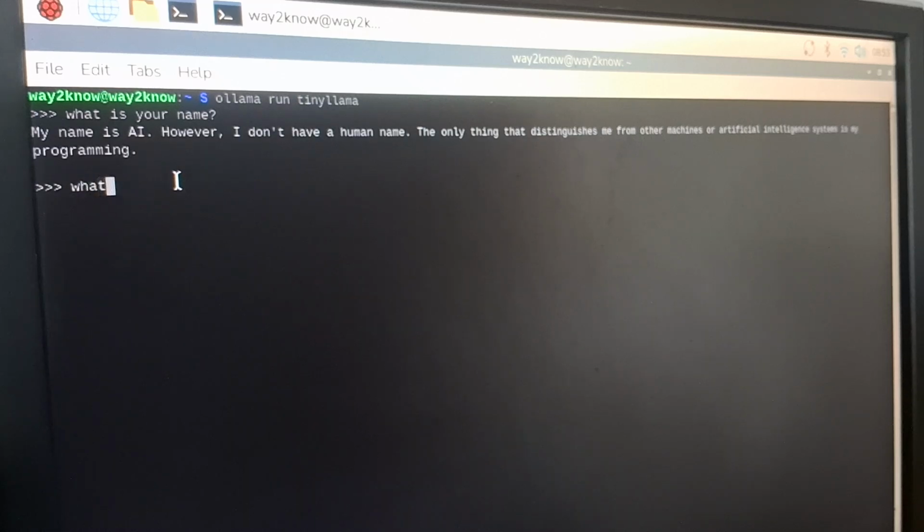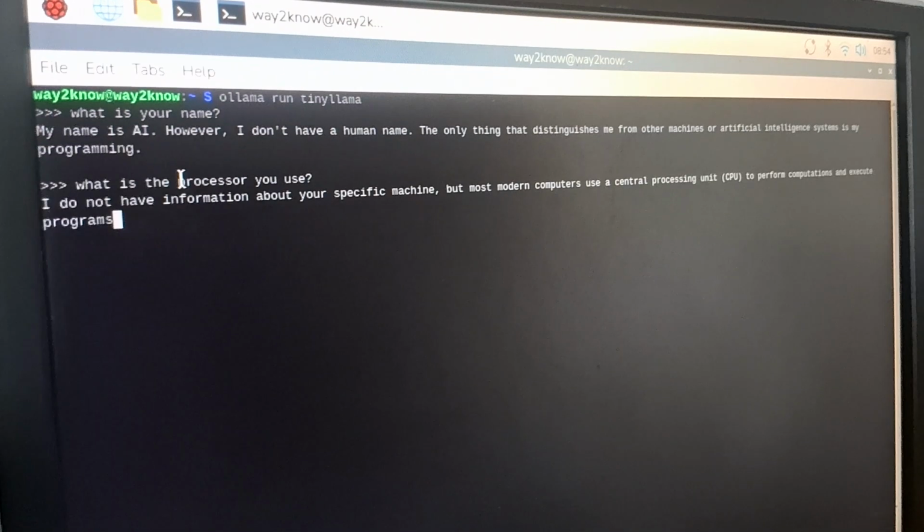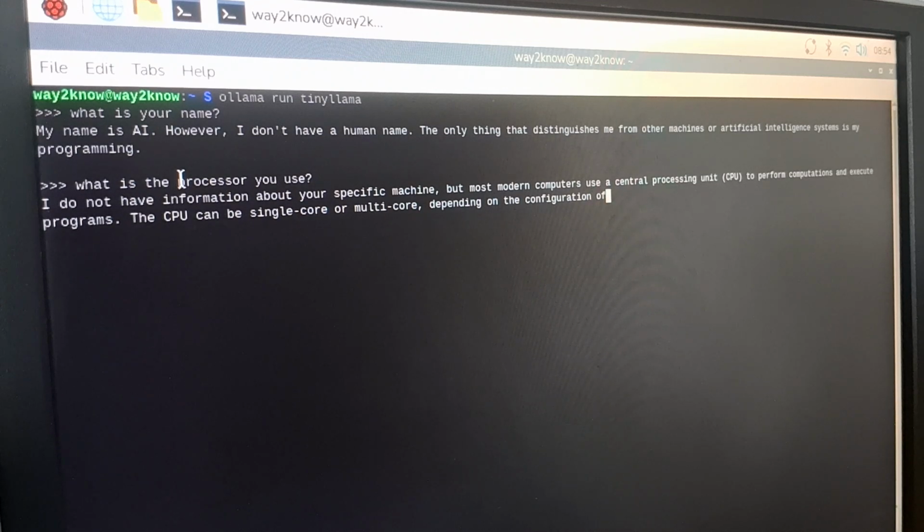Now let us ask, what is the processor you use? Let us see what it gives, whether this is referring to the Raspberry Pi board or whether it uses the generic model and gives the output. Yeah, you can see here when I said what is the processor you use, it says I do not have information about your specific machine, but most modern computers use CPU.